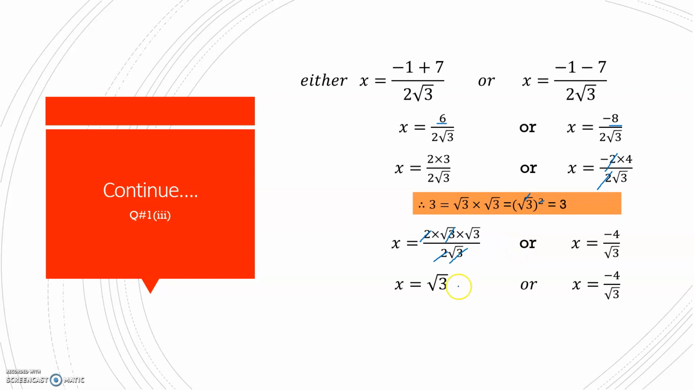After simplifying, we will get x is equal to square root of 3, or x is equal to minus 4 over square root of 3. These are the two roots of the quadratic equation. So the solution set is minus 4 over square root of 3 and square root of 3.